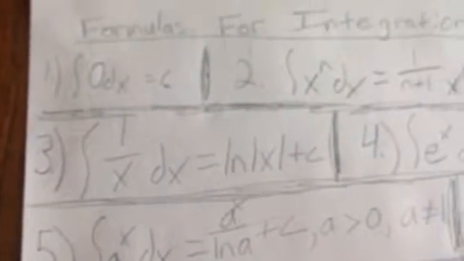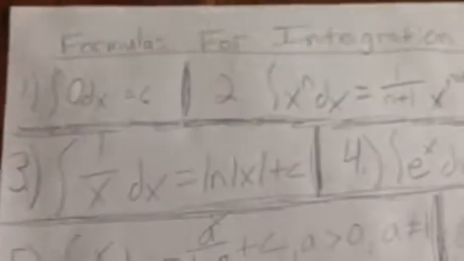The third formula states that the integral of 1 over x dx is equal to natural log of the absolute value of x plus c. The fourth one states that the integral of e to the x dx is equal to e to the x plus c. Number 5 states that the integral of a to the x dx is equal to a to the x divided by ln of a plus c. A is greater than 0 and a cannot be equal to 1.